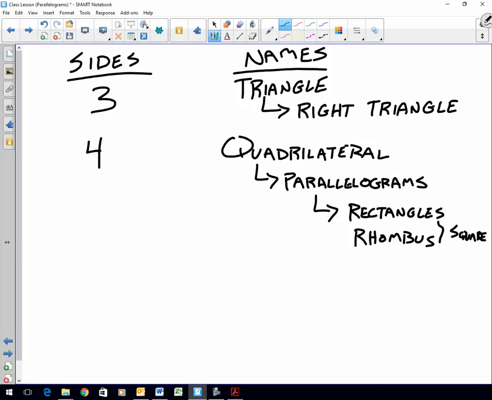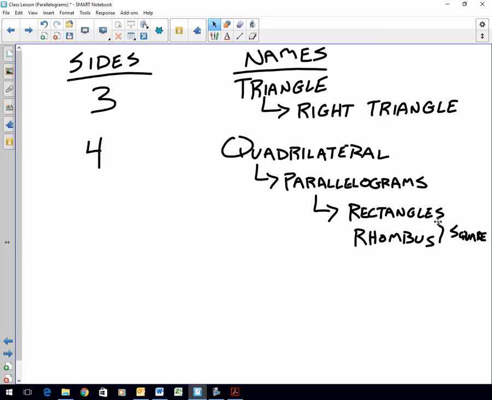Does every quadrilateral have to be a parallelogram? Does every parallelogram have to be a rectangle? Does every rectangle have to be a square? But does every square have to be a rectangle? Does every rectangle have to be a parallelogram? Does every parallelogram have to be a quadrilateral? Okay? Right? Don't write this down yet. It's going to be something that I want you to see first. We'll write it down later.